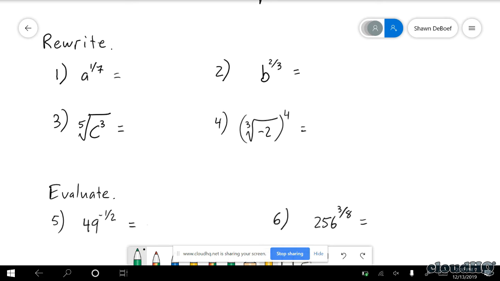So if number 1 says a to the 1/7, and I want to write that in the other form, I'm going to have to write it in radical form. What kind of root will it be? Yeah, it'll be the 7th root. All right. Done.